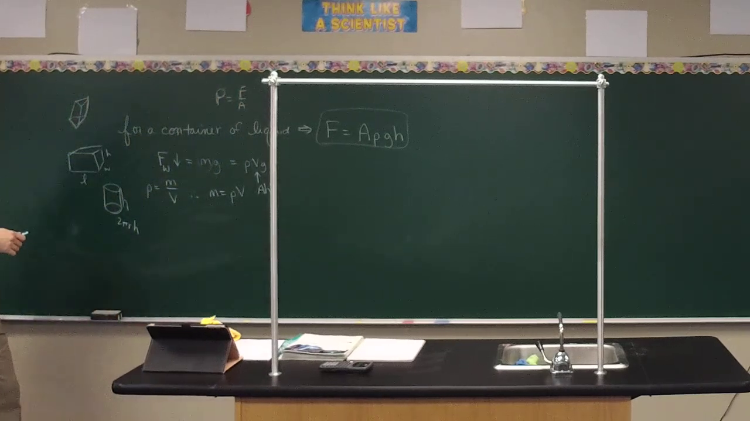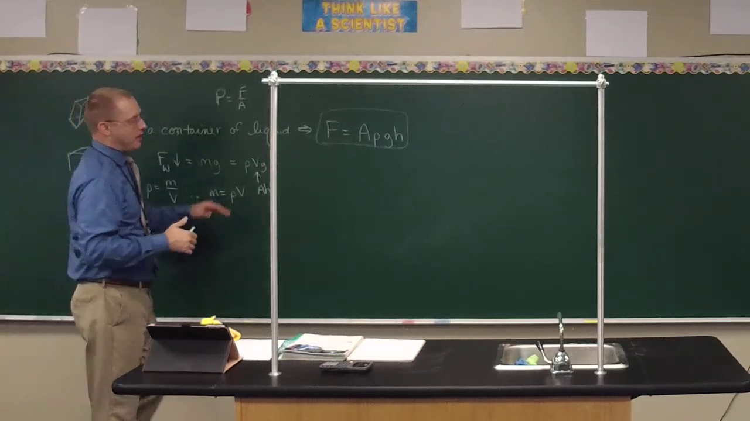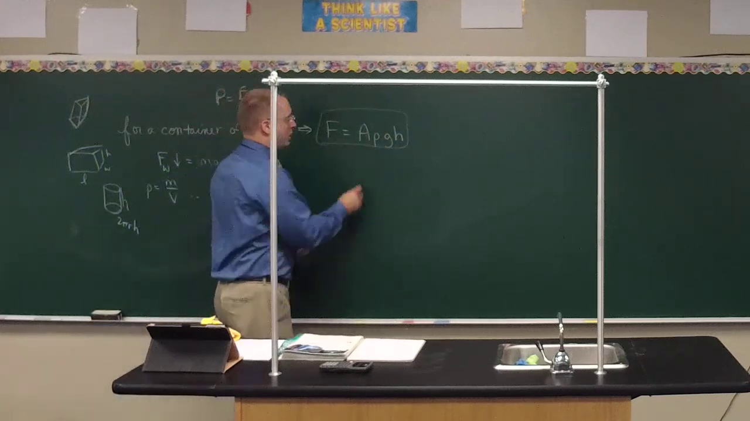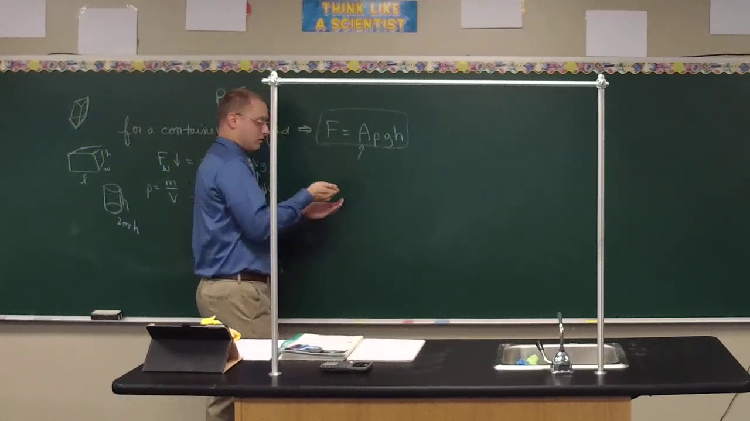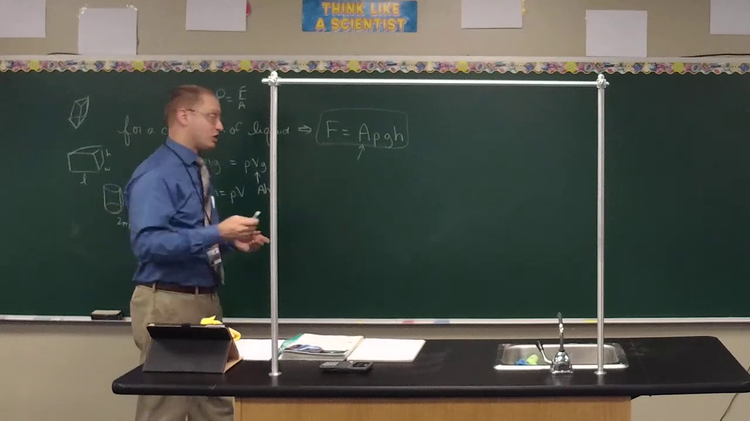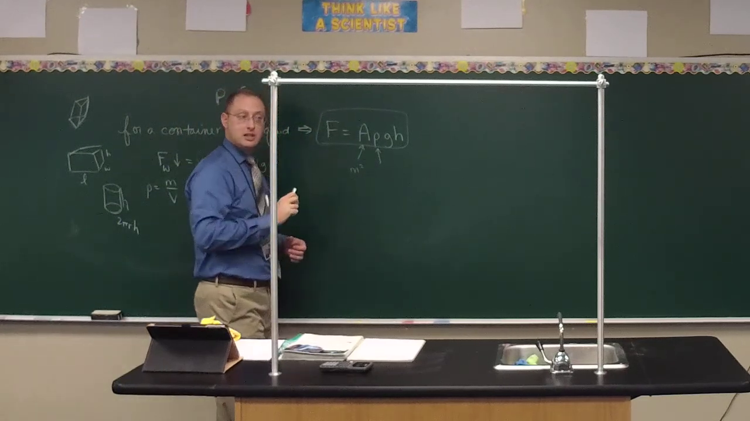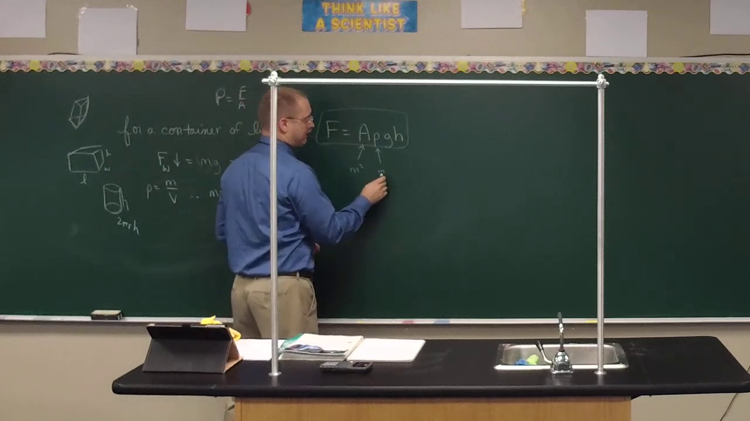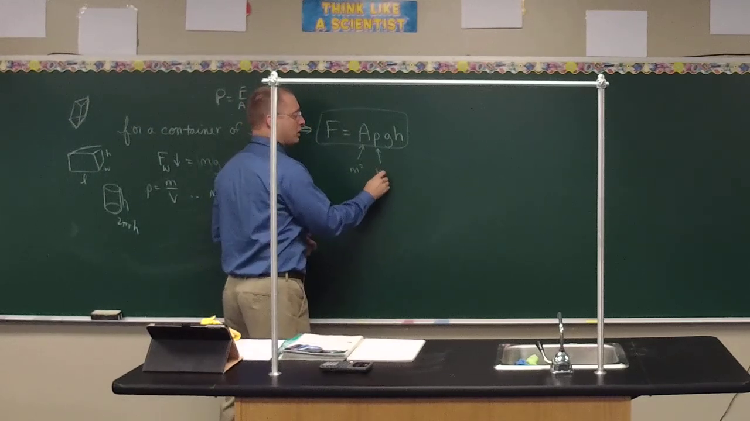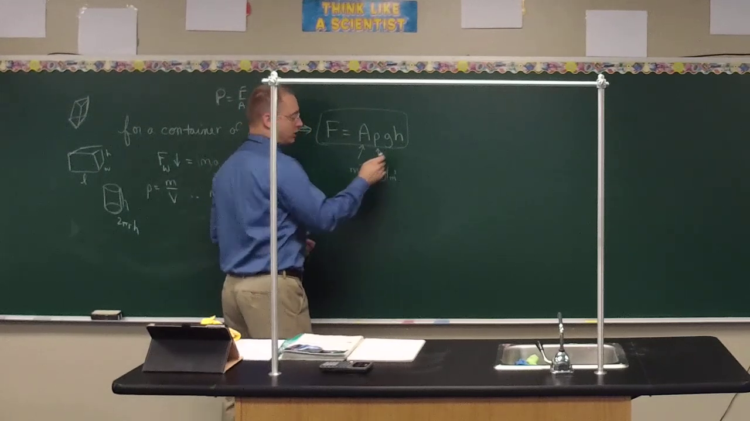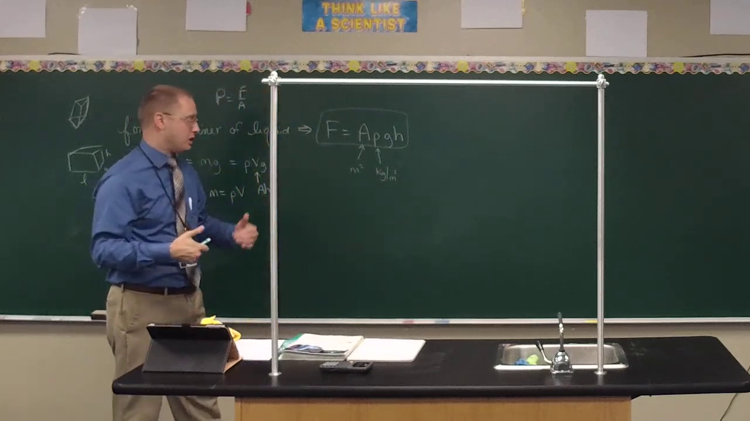The second formula for the chapter is the formula for force exerted by a liquid on the bottom of a container. F equals A rho g h, where A is the cross-sectional area, which is going to be in square meters. Rho is density, and for this unit we're going to go with kilograms per cubic meter instead of grams per cubic centimeter.